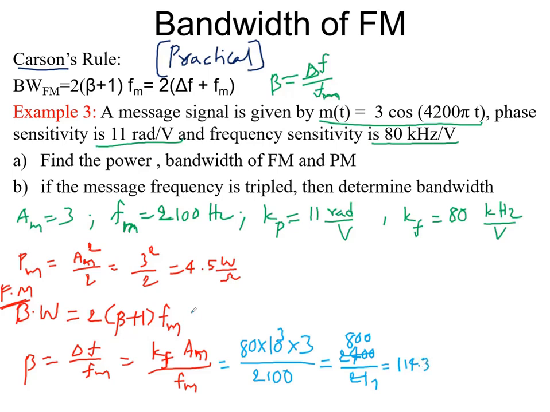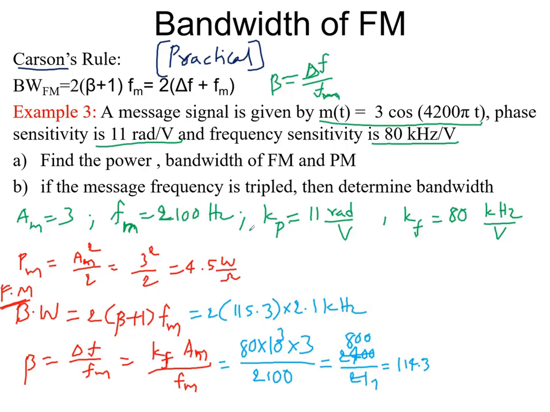Now if you substitute in this equation, 2 times 114.3, plus 1 will become 115.3 into message frequency. How much is the message frequency? 2.1 kilohertz, that's it. If you simplify this, you will arrive at your bandwidth for the case of the frequency modulation.